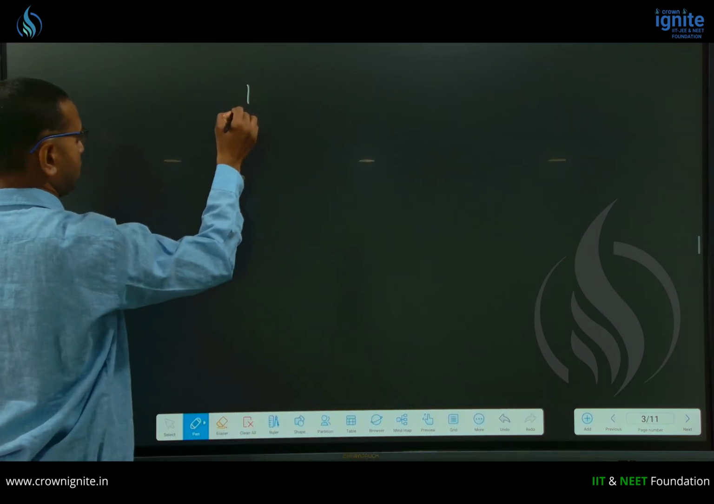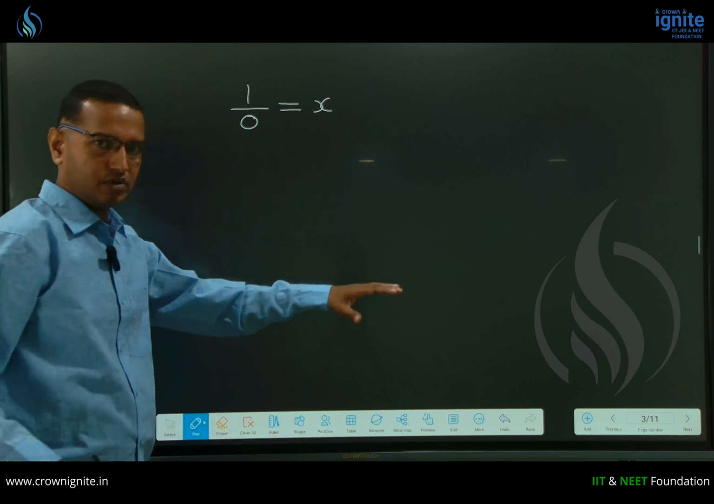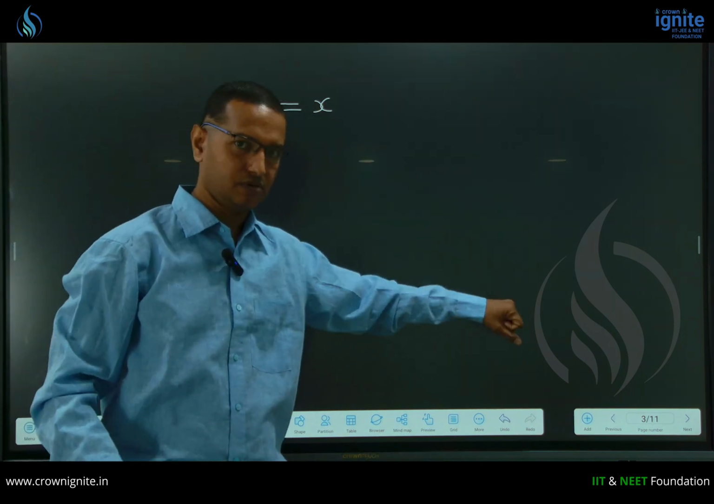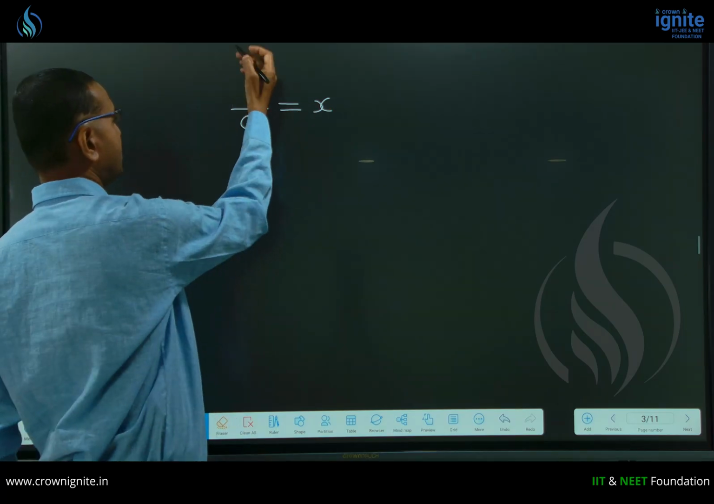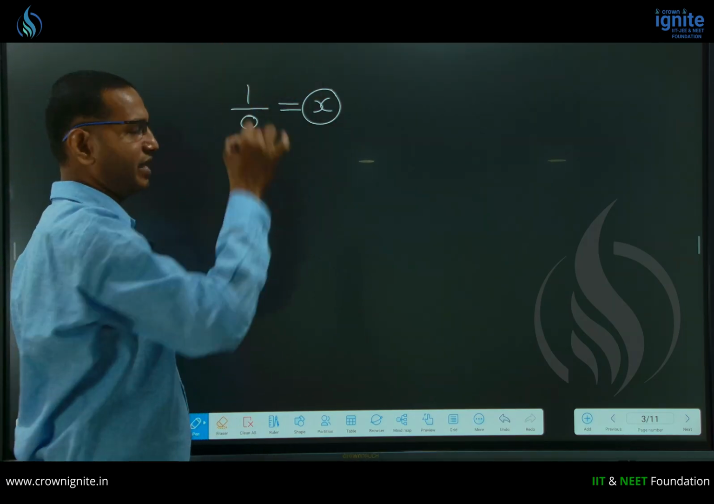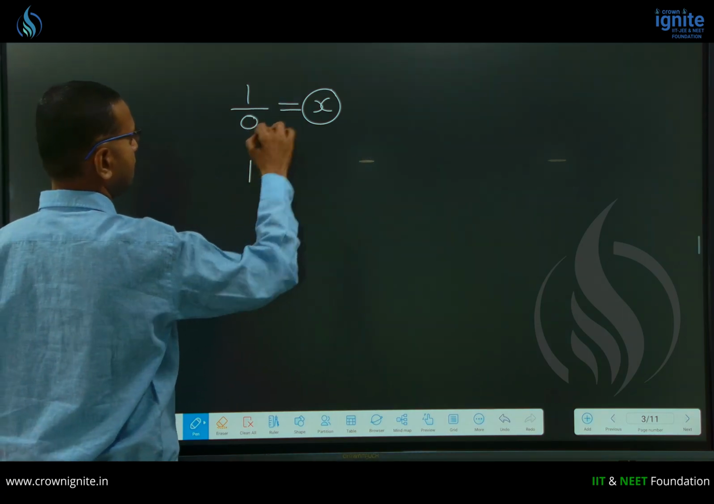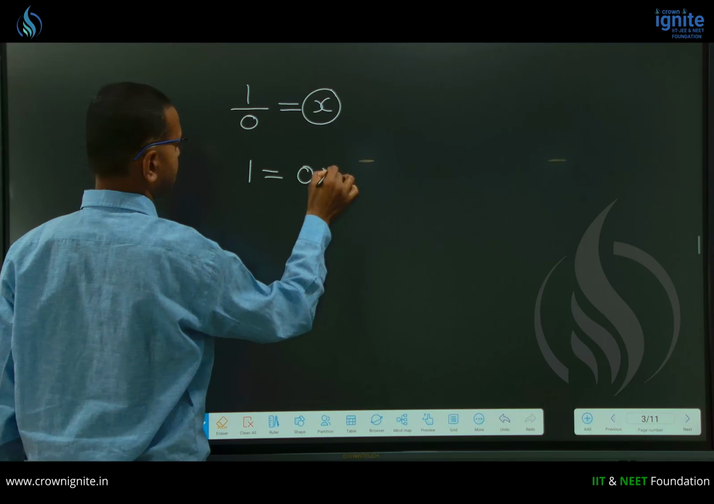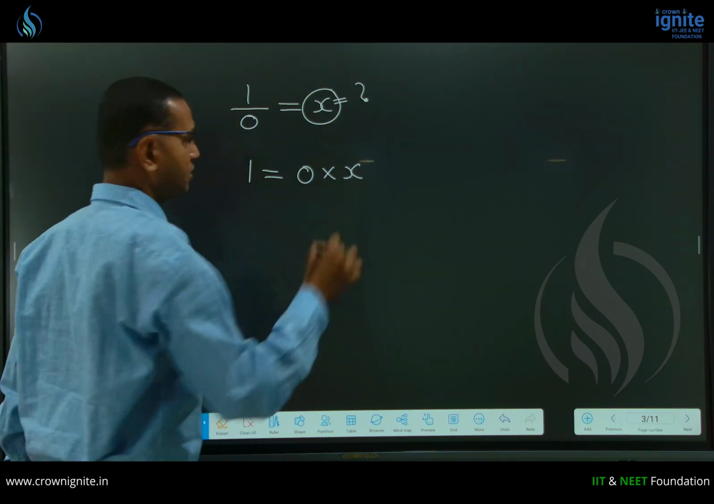1 by 0, right? Now the same concept. If you are not getting that concept, conceptually you can do it like this also. If I divide 1 by 0, let us say I am getting x. So I'll do cross multiplication. So 0 into x. Now I want the value of x. That is my target.